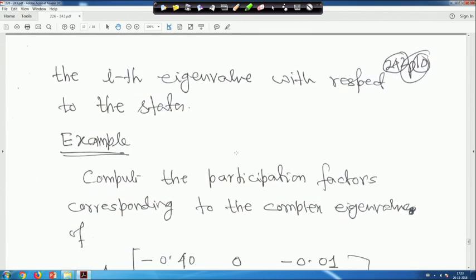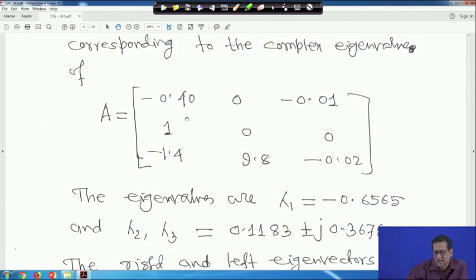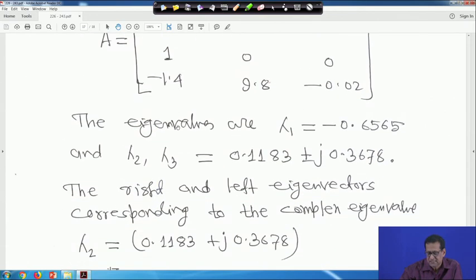Now, another example is taken. Compute the participation factors corresponding to the complex eigenvalues of A, where A is a 3 by 3 matrix: minus 0.40, 0, minus 0.01; 1, 0, 0; and minus 1.4, 9.8, and minus 0.02. When you find the eigenvalues of this matrix, one eigenvalue is real, that is minus 0.6565, and the other two are a complex conjugate pair, lambda 2 and lambda 3, equal to 0.1183 plus minus j 0.3678. So, these three are the eigenvalues.